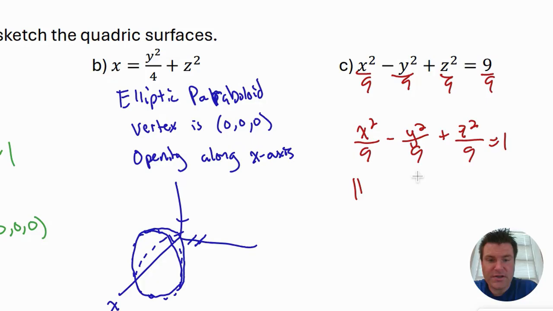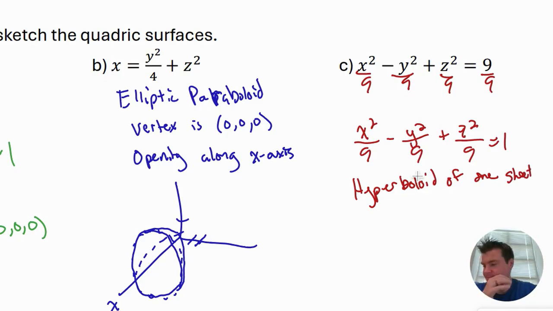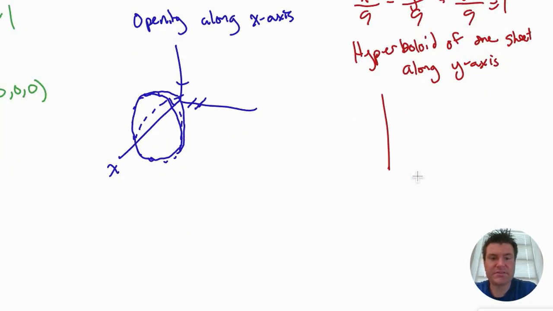So hyperboloid. Did I even spell hyperboloid right? No, it's an O with an I. Oy. I'll fix it. Of one sheet. And this is going to go along the y-axis. So if I were to sketch this, it's going to open up along this way.